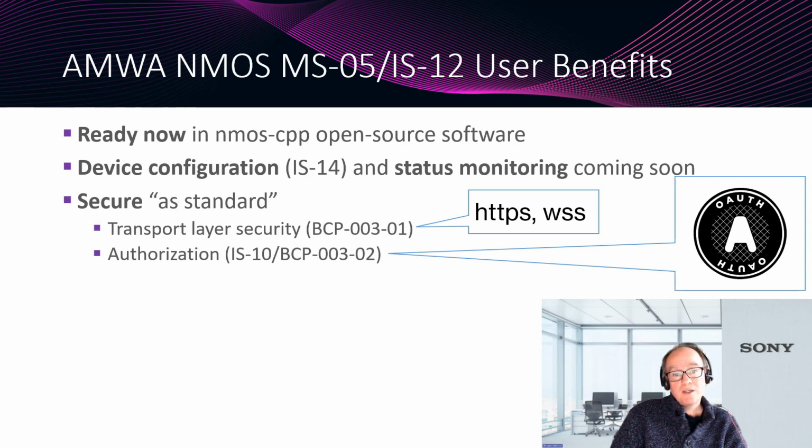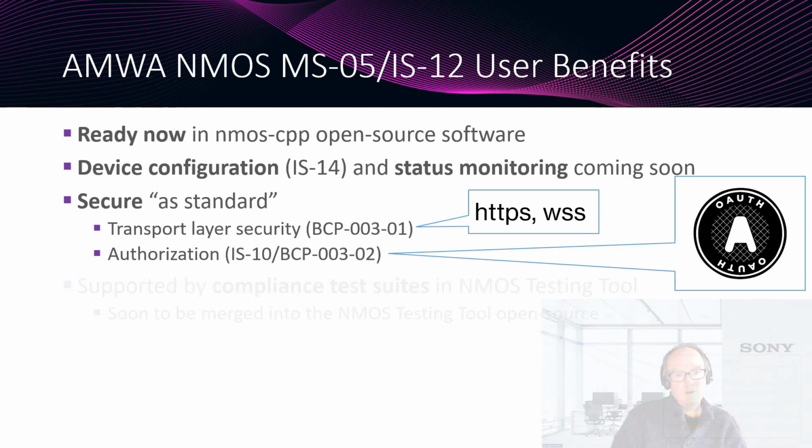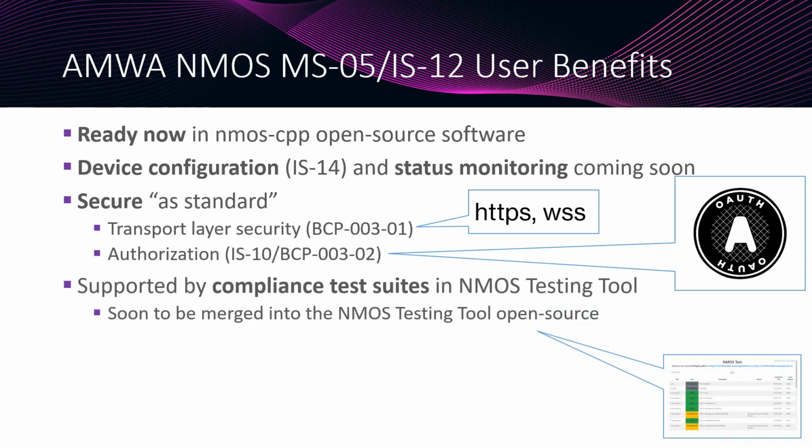IS12 is secure as standard. It uses NMOS BCP 00301 for transport layer security, and IS10 and BCP 00302 for authorization. It is also supported by compliance tests in the NMOS testing tool, where the IS12 test suites are soon to be merged. This means that you can easily check that your device model complies with the specification, helping to ensure interoperability.